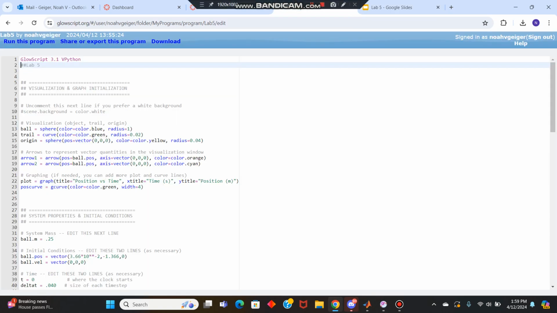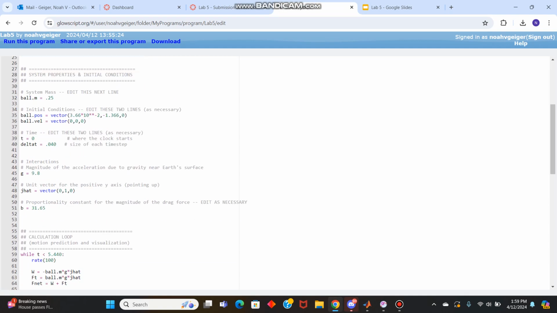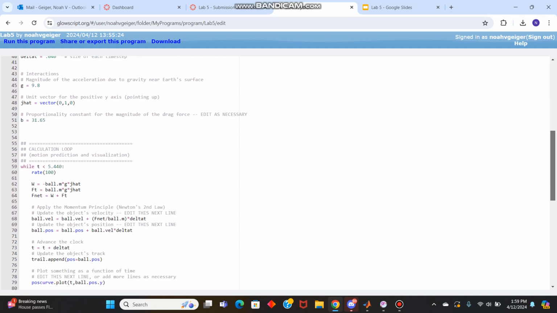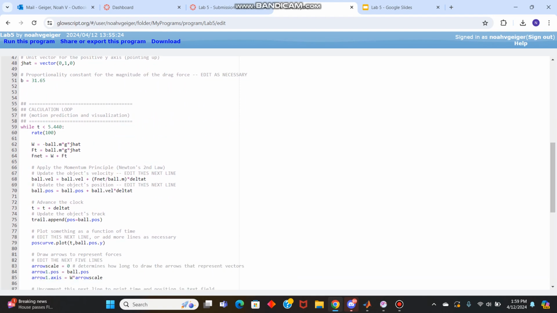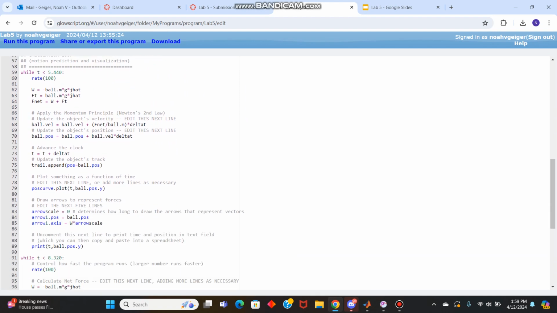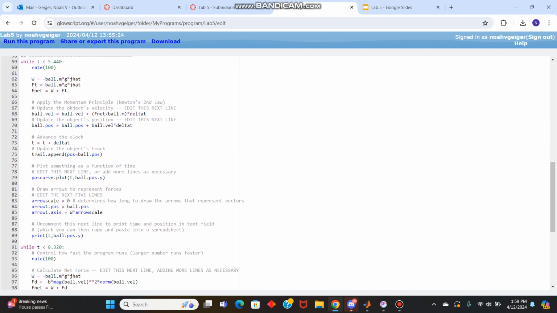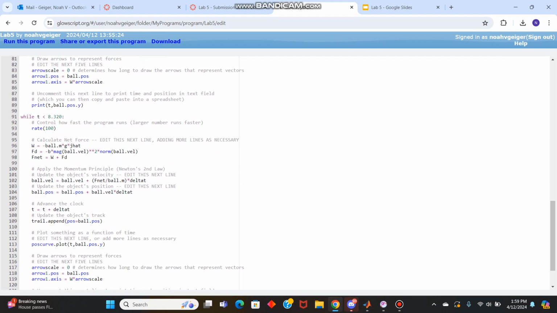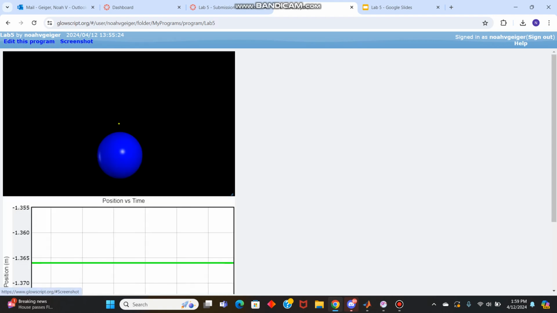We're gonna go down to Python, or GlowScript, I should say. And I wrote this GlowScript here, and you can see it accounts for the two forces acting on the Slinky. And that's gonna be gravity and tension. So you see we accounted for that here, we accounted for that here. And we're gonna run it, and we're gonna see what it gives us here.